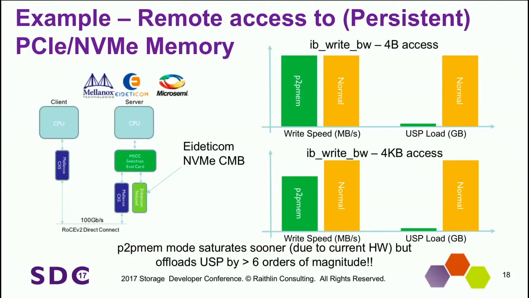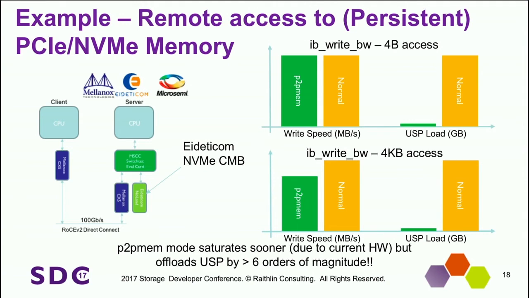So we've been doing some experiments. This is pretty early days. We're just starting to get some of this data. But no surprise that using peer-to-peer instead of going through the DRAM just means that we're not loading the processor. So the other advantage, of course, is that normally what would have happened in RDMA is I would have gone up here, but now I'm going straight here.